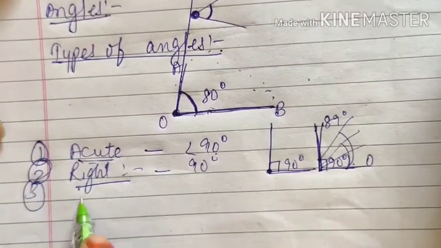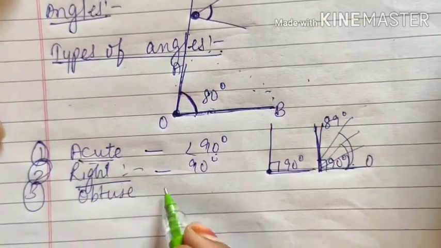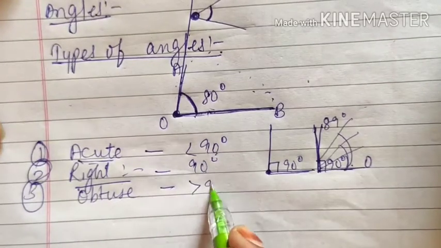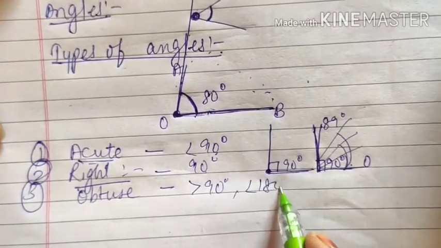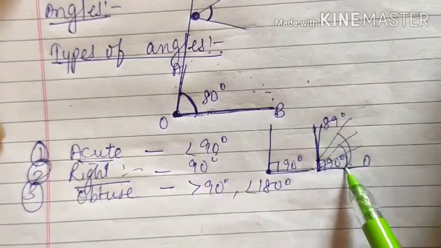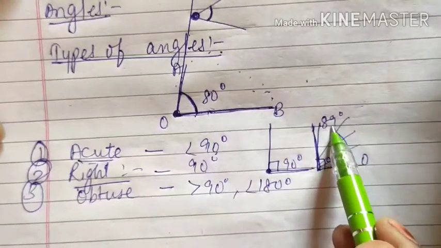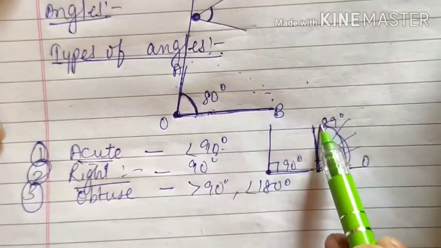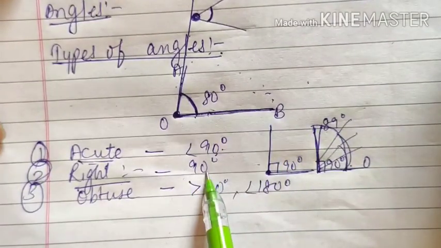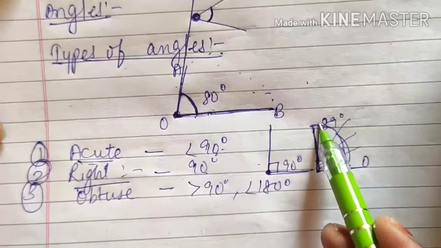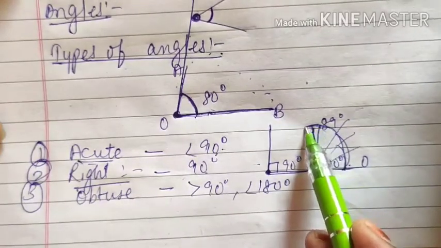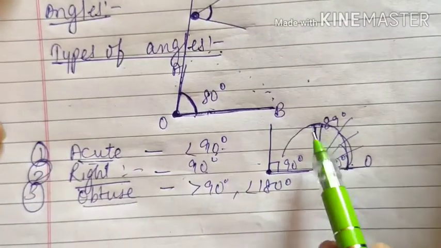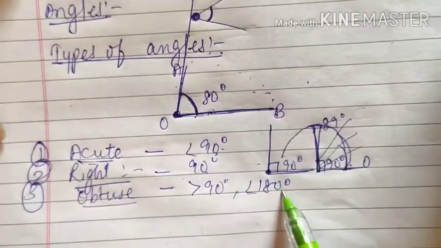Then the third one is obtuse angle. Obtuse angle means this is less than 90, this is 90, now more than 90 and less than 180. First you started from 0, then you reached 89, up to 89 you had acute angles. As you reach 90, that angle was a right angle. As you move forward above 90, then 91, 92, like this, these angles are known as obtuse angles, more than 90 but less than 180.